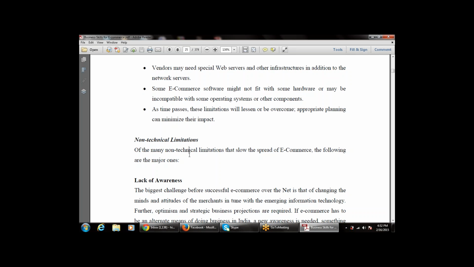This says the biggest challenge before successful e-commerce over the net is changing the mind and attitude of the merchants. It is more reliable to change the mindset of the person, so that when we are doing business and transactions online, there is no hard and fast rule. There is no money wastage and no money risk in this. So first of all, change the mindset of the customer.